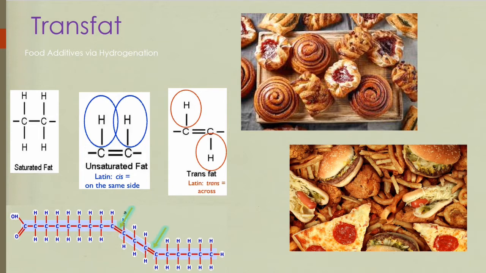Now, the problem with trans fat is that when you go on a usual routine diet and have this excessive trans fat, it may lead to a serious health problem of cardiovascular nature, or even diabetes. Or worse, you may have obesity.